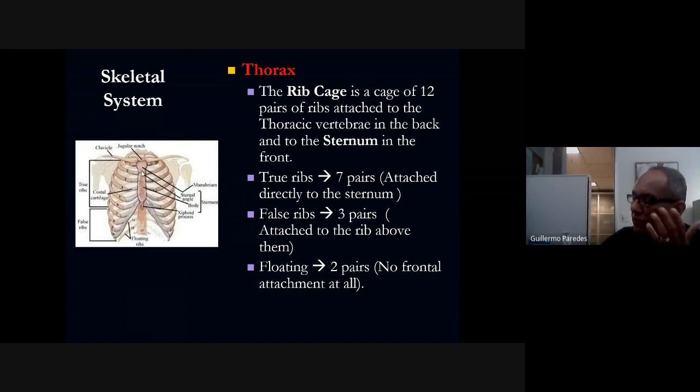They have different considerations about this, especially when you have car accidents. In front of the floating ribs, we have the kidney and the liver. When you have a car accident, the floating ribs can injure the liver or the spleen. The most common is the spleen, the second most common is the kidney, and the third most common is the liver.